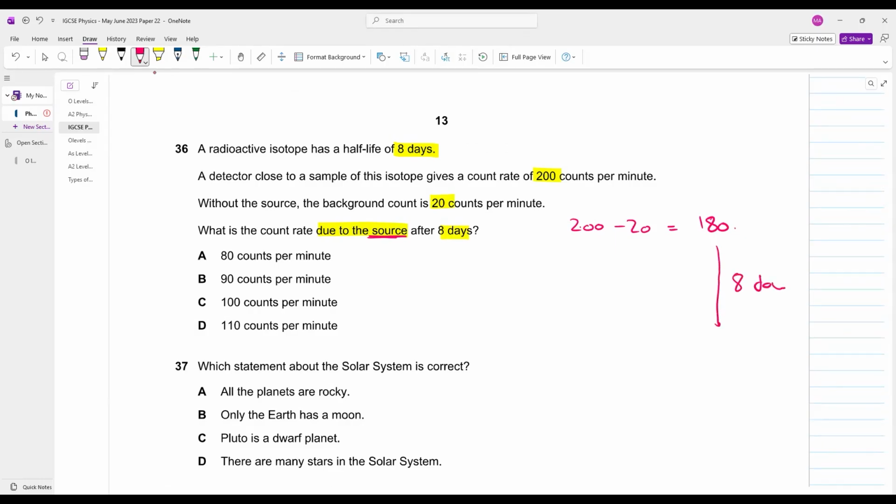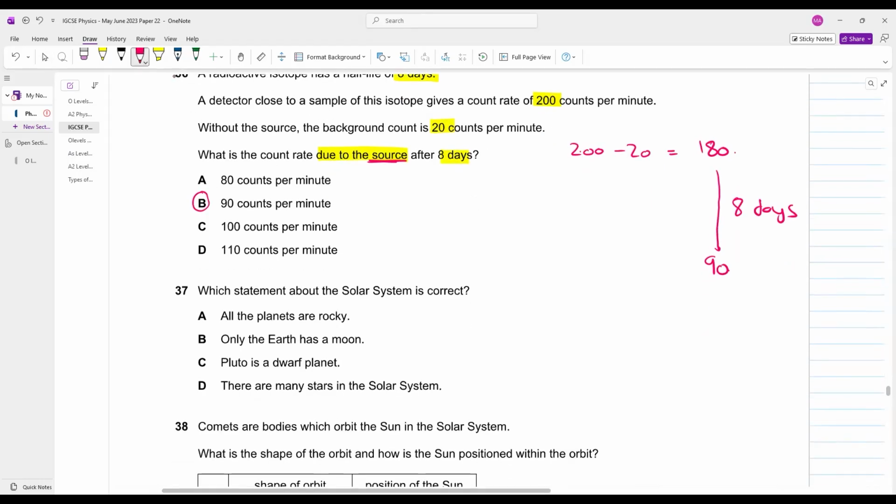आफ्टर 8 डेज, आफ्टर वन हाफ लाइफ, ये काउंट रेट आधा हो जाएगा, 90 काउंट्स पर मिनट हो जाएगा. बी इज योर आंसर. एंड प्लीज डोंट ऐड बैक द बैकग्राउंड रेडिएशन. बेटा यहाँ पे टेम्पटेशन आपको होगी कि आप बैकग्राउंड रेडिएशन ऐड बैक कर दो, लेकिन प्लीज नहीं करना. वाई? बिकॉज यू ओनली हैव टू गिव द काउंट रेट ड्यू टू द सोर्स, ड्यू टू द रेडियो एक्टिव सोर्स.